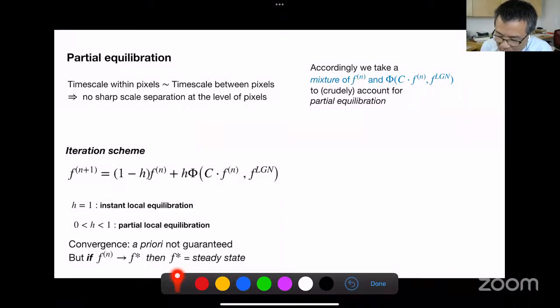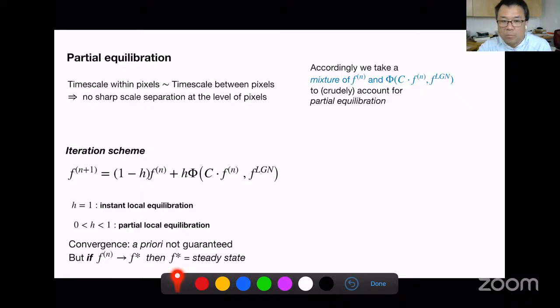And so the iteration scheme looks like this. So you have a step H, and then at the nth iteration you update the firing rates in this way. And so H equals 1 means you fully locally equilibrate instantaneously, and H of 0, of course, just means nothing happens. And then we experimented with different H's and found that for a range of H, you can get this iteration to converge. And moreover, for a range of H's and reasonable initial conditions, they almost always converge to the same thing.